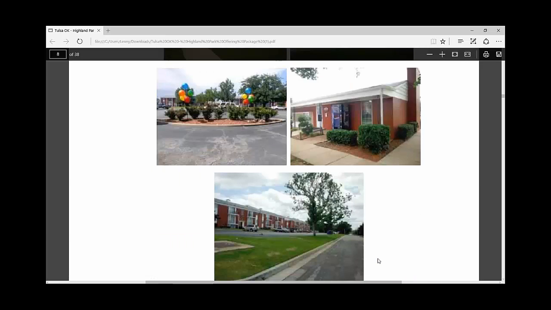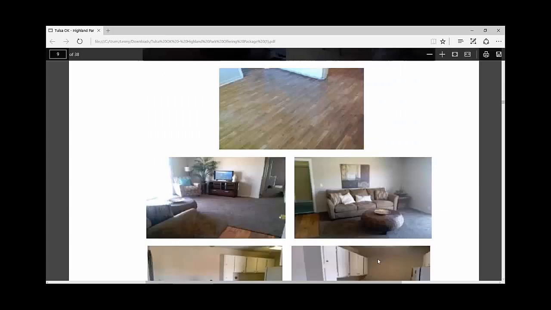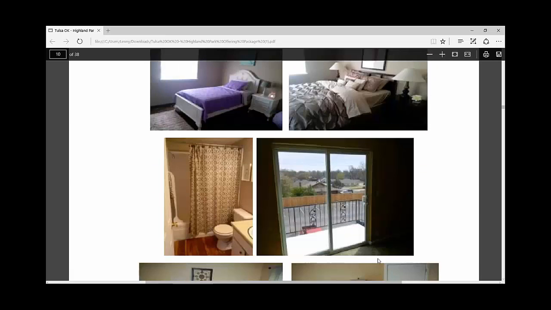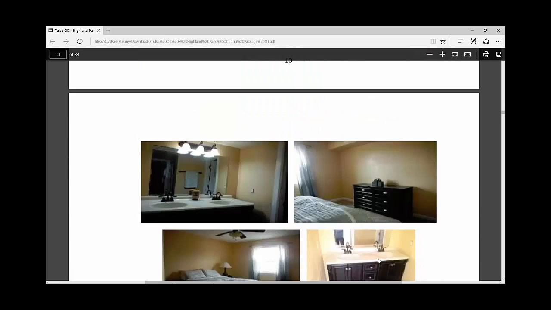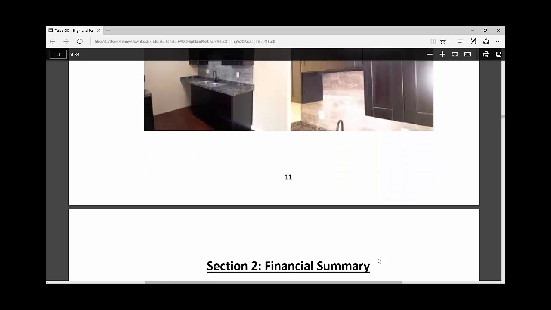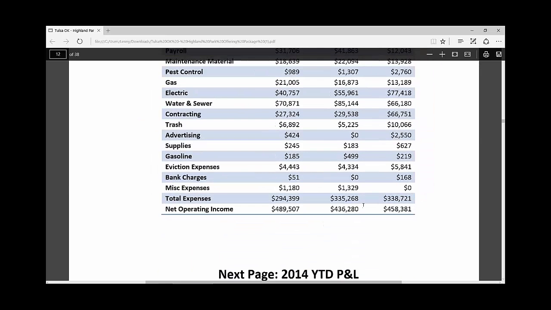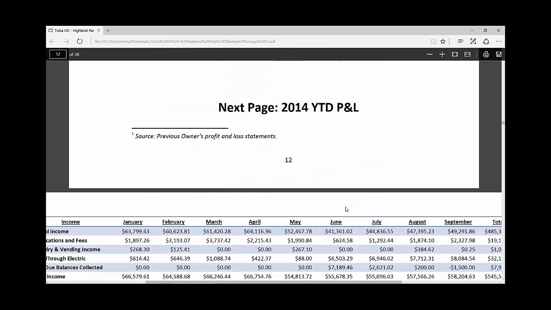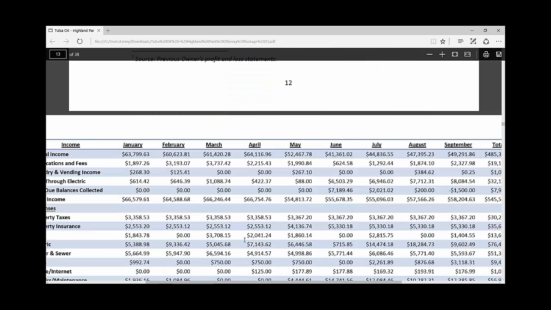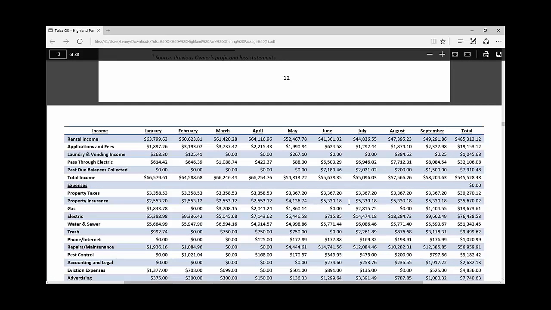Okay, pretty pictures. I'm going to scroll through them because I don't really care. They mean absolutely nothing to me. And so let's see here. Okay, so here we've got the historicals, 2011, 12, and 13. And then you get the next page, 2014 year-to-date P&L. All right, so here, this is important to me. Let me see if I can minimize this a little bit so you can get it all on one screen. There we go. That should do it.